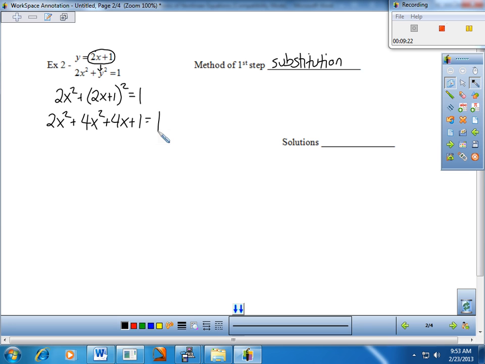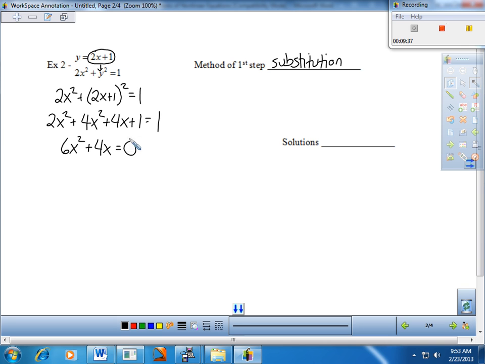And let's go ahead and kind of bring this on over. These are quadratics, so combine like terms. I get a 6x squared. Looks like I get a 4x. Subtract the 1, and that's equal to 0. So that's kind of nice, as a matter of fact. Looking pretty good so far.